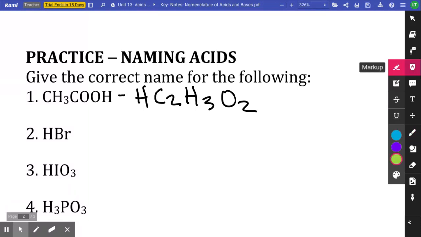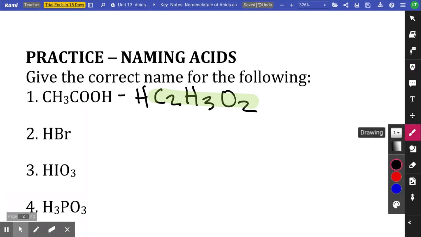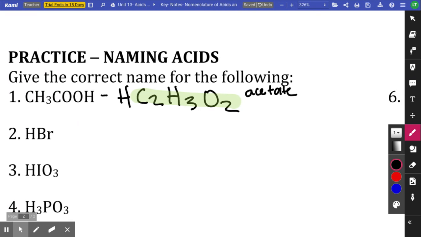So I'm going to look at the second half here. I have C2H3O2, and that is acetate. So it ends in ate. We're going to change that ending to ic and then add the word acid. So it's going to become acetic acid.